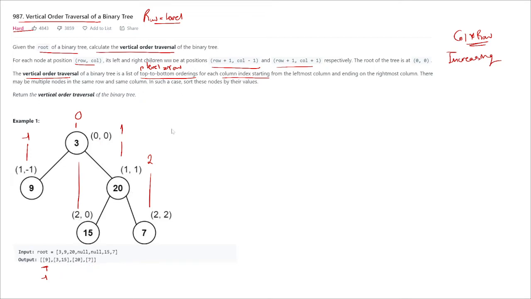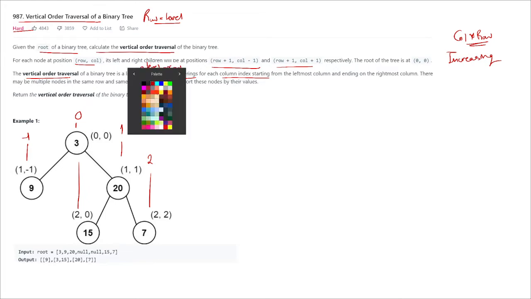Okay, so that's great. What we're sorting by first is by, let's do a different color. We've been using red a lot. First, we sort by column. Then we sort by row.